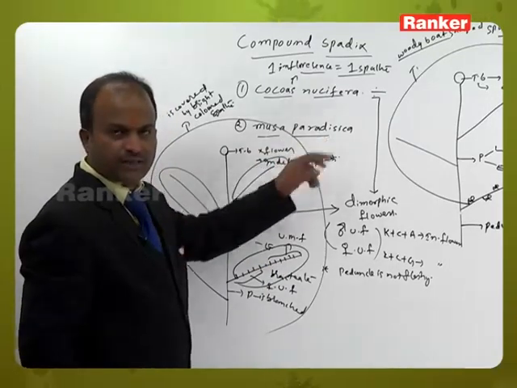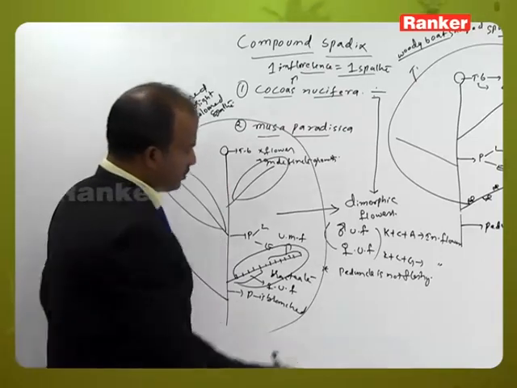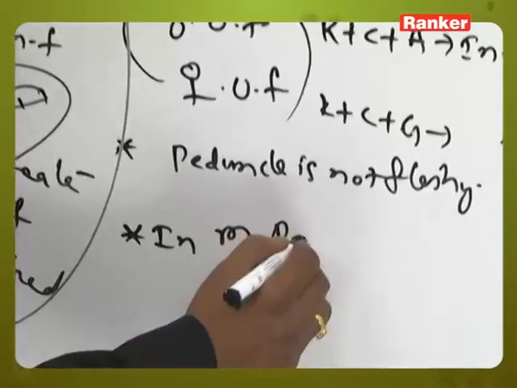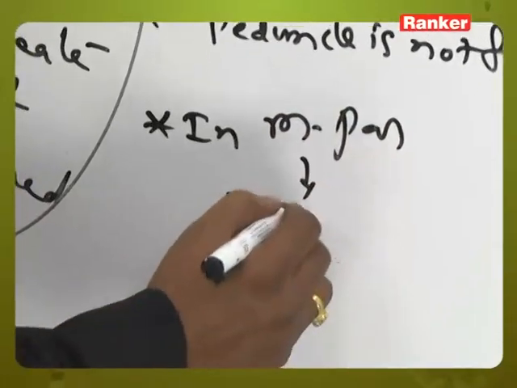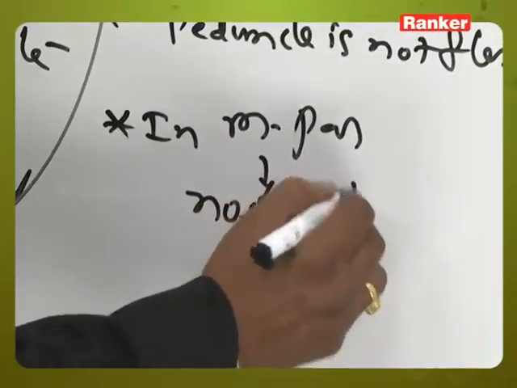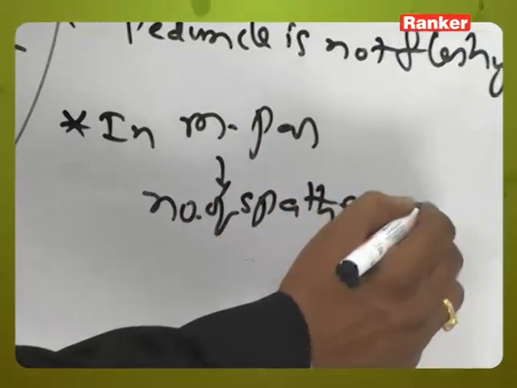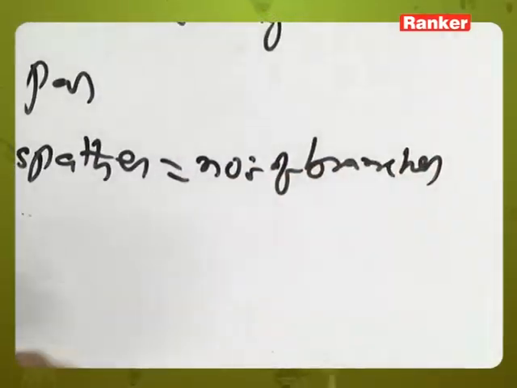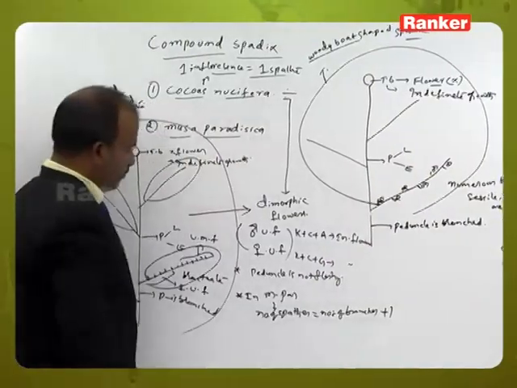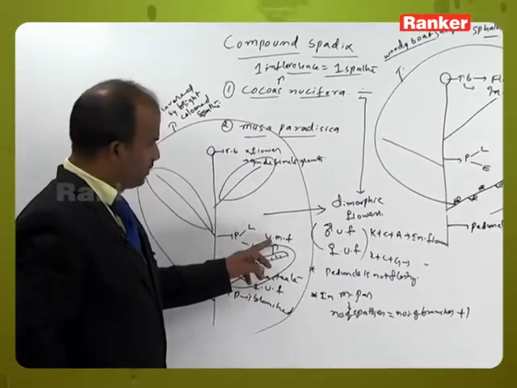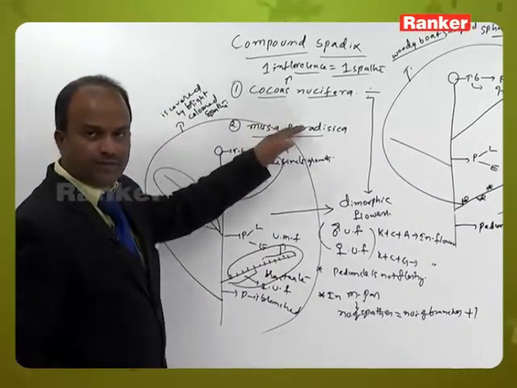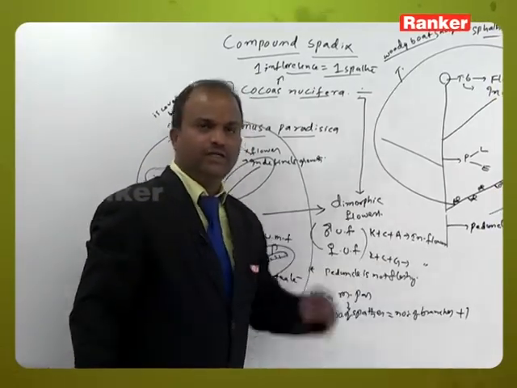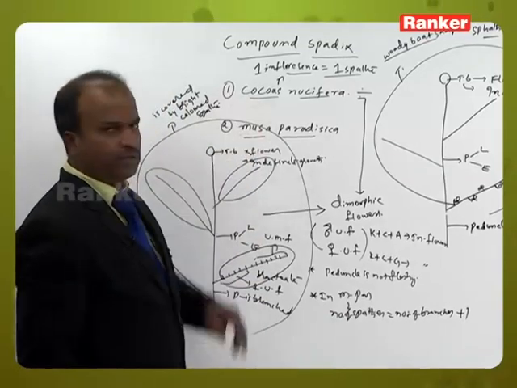In Musa paradisiaca, the number of spathes is equal to the number of branches plus 1. Why? Because each branch is covered with a spathe and the entire inflorescence is covered with another spathe. So here the number of spathes is equal to the number of branches plus 1. This is about Musa paradisiaca.